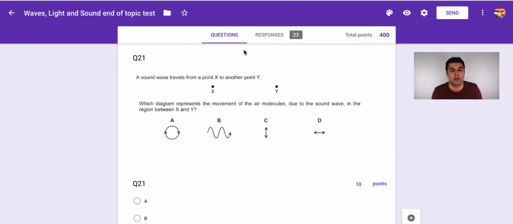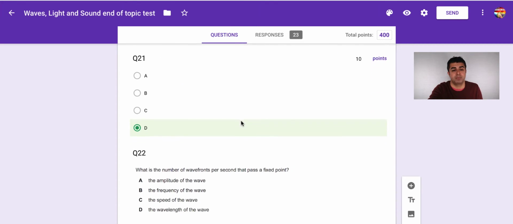Question 21. A sound wave travels from a point X to another point Y. Which diagram represents the movement of the air molecules due to the sound wave in the region between X and Y? Remember, sound waves are longitudinal waves. They vibrate parallel to the direction of travel. So if we're going from X to Y, then parallel would be in that direction. So the answer here is D.